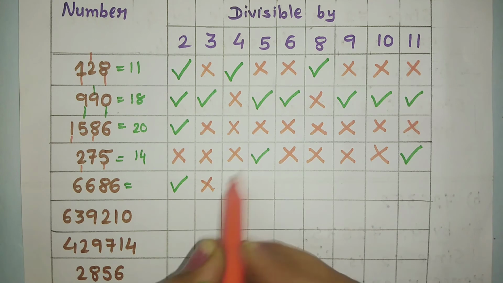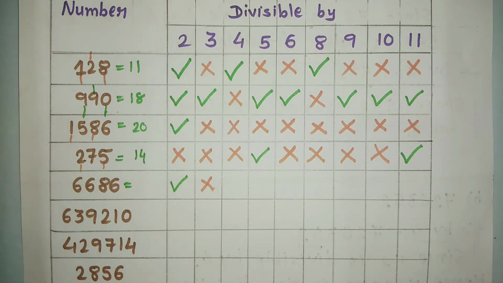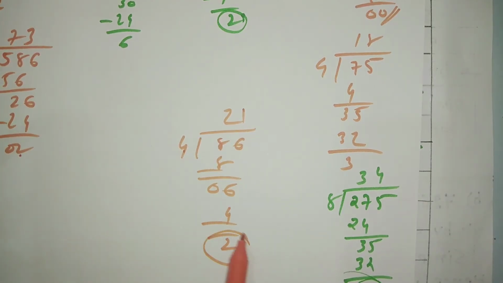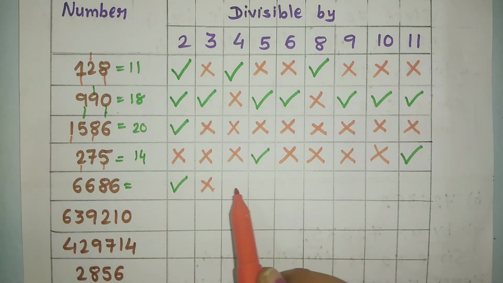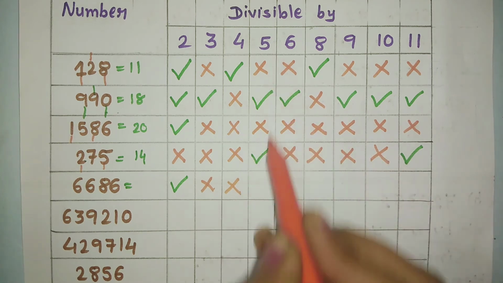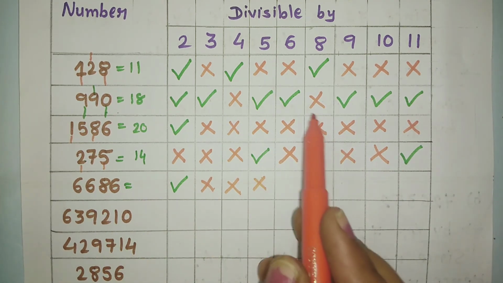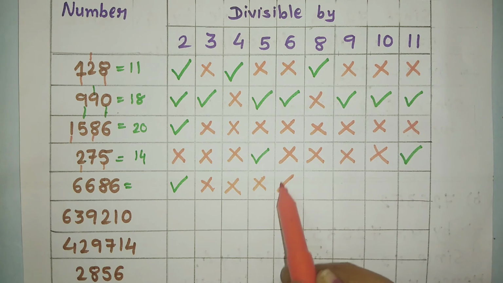So cross. For 4, last 2 digits. We have to check whether 86 is divisible by 4 or not. As you can see, when we divide 86 by 4, it leaves the remainder 2. So it is not divisible by 4. For 5, the last digit should be 0 or 5. So not divisible. 6 means it should be divisible by both 2 and 3. So this one is also wrong.